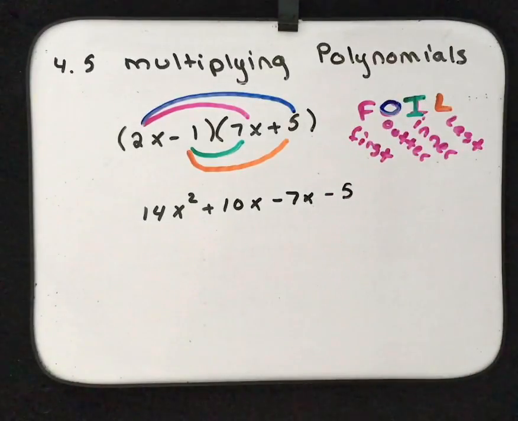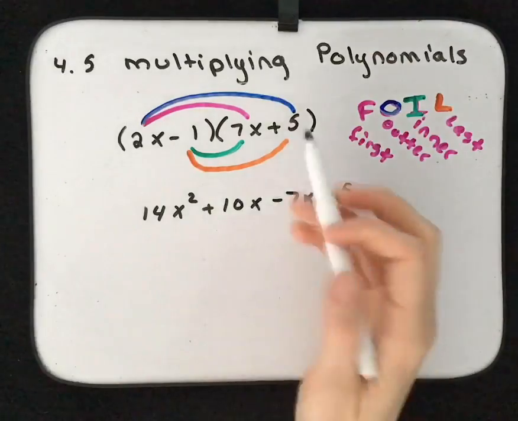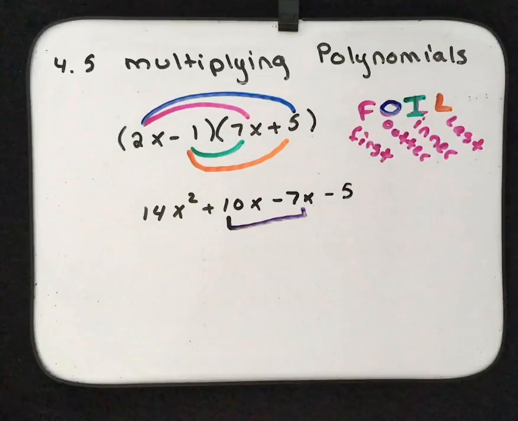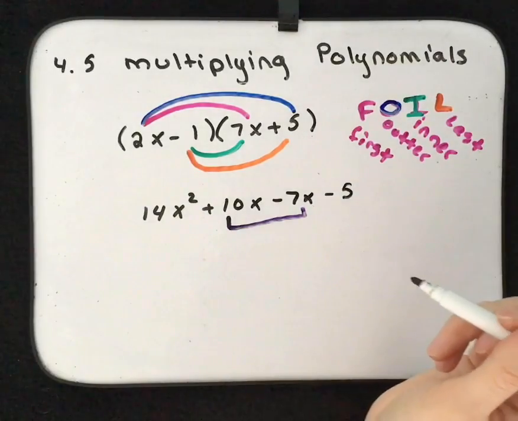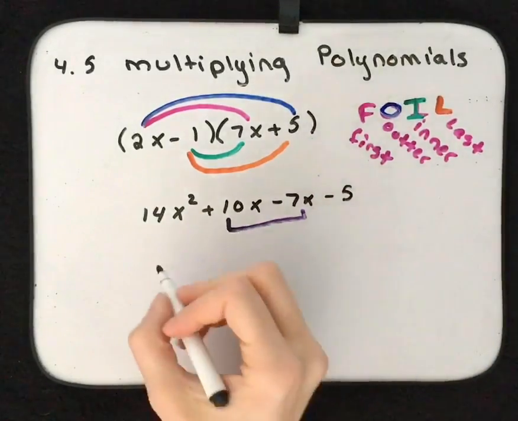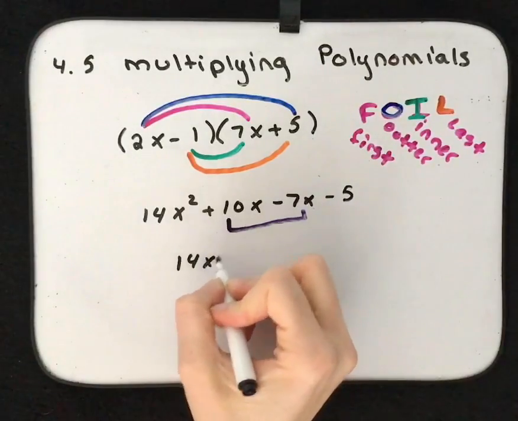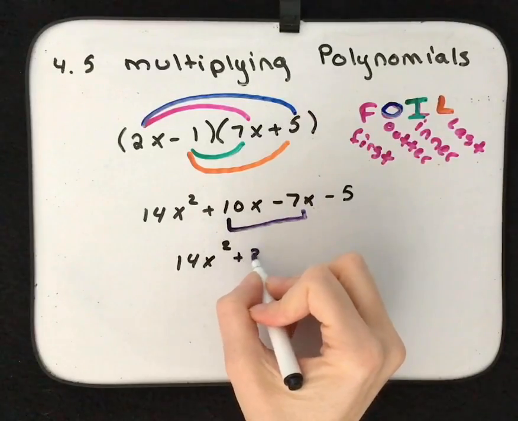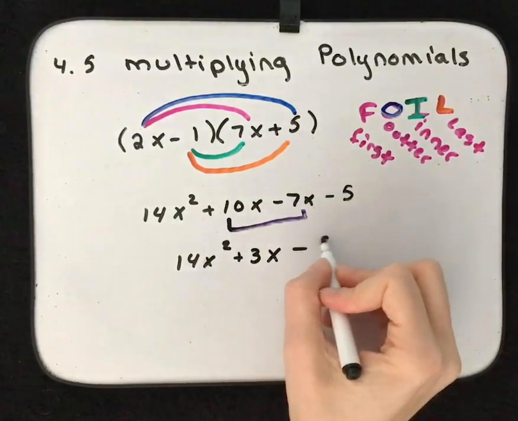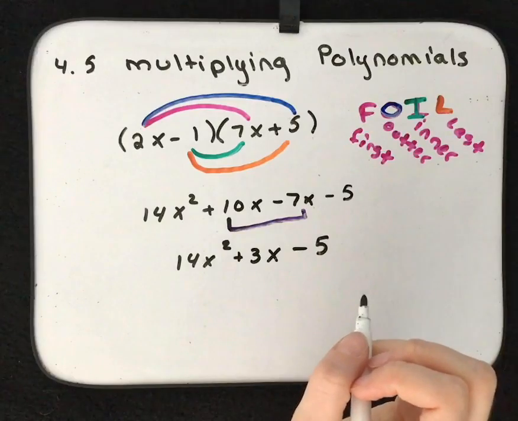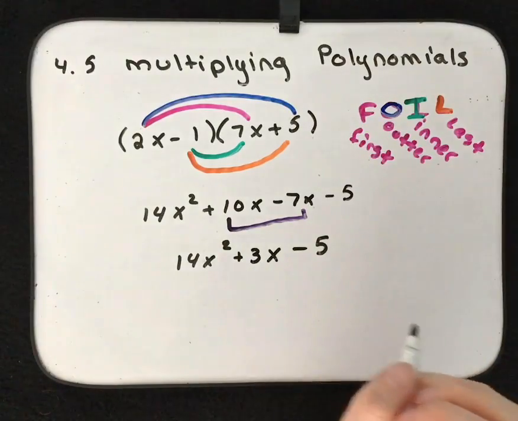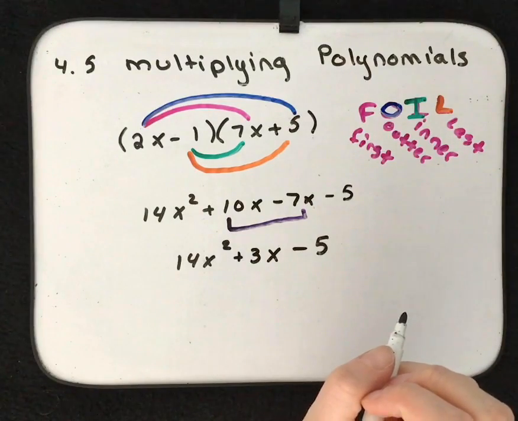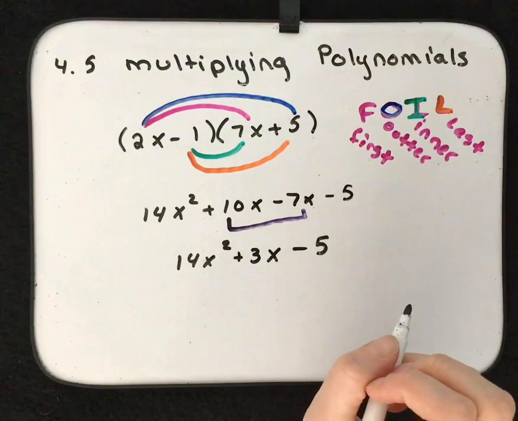So if you notice, right here in the middle, we have some like terms. They're not always in the middle, often, but not always. But look to make sure that you simplify any like terms. So if we combine our like terms, we have 14x squared. 10 minus 7 gives us positive 3x, and then minus 5. Let's try some more.